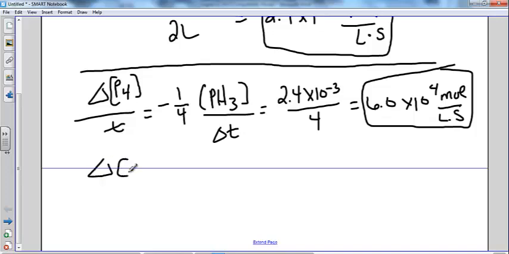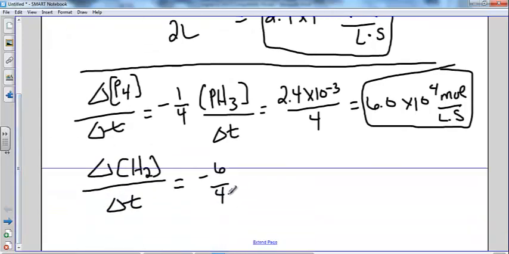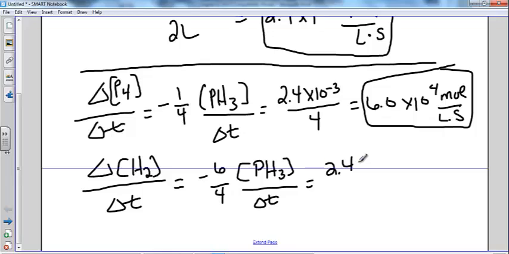And then for the change in the concentration of hydrogen gas, okay, and this is also delta T, but it told us it was 1 second, so it really just made the math easy in that respect. We're going to have a negative 6 to 4 ratio because we've got 6 hydrogens for every 4 there. So we got negative 6/4, and that's of our change of our initial reactant over delta T. So my 2.4 times 10 to the negative third, and we're going to take that and we're going to multiply it, however you want to say it, by 6/4.